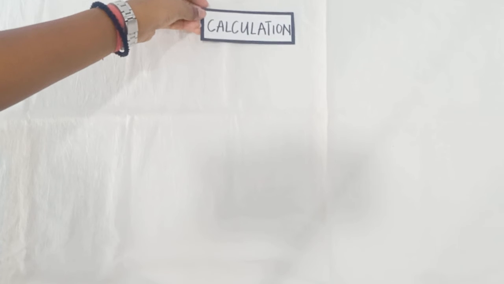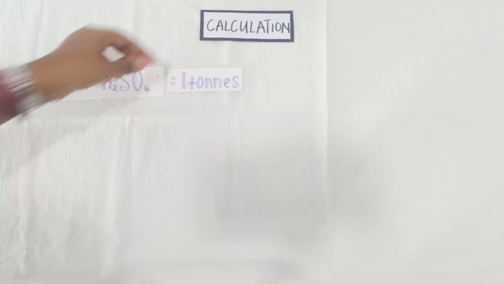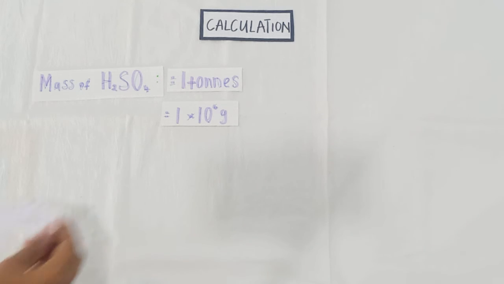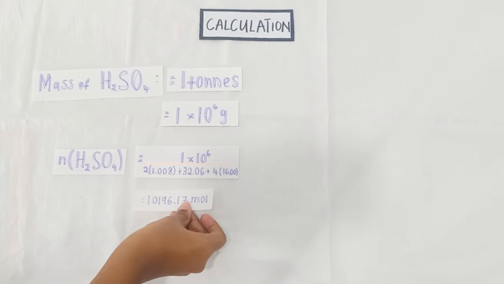Let's move on to calculations. We're going to see the mass of reactants needed to produce 1 ton of H2SO4. So 1 ton of H2SO4 is equivalent to 1 times 10 to the power of 6 grams. The first step, calculate the number of moles of H2SO4, which is the mass divided by the molar mass.